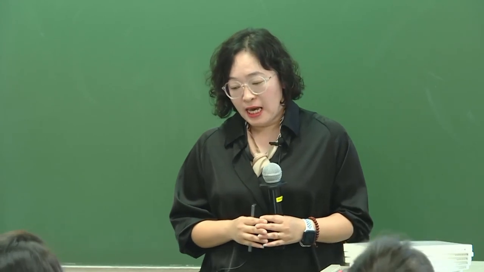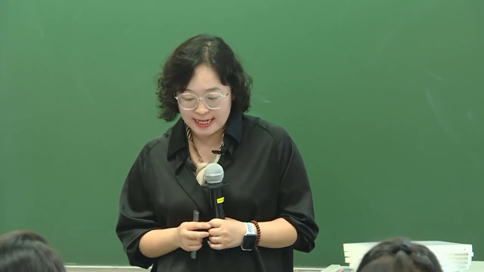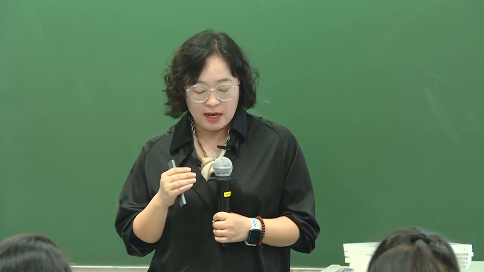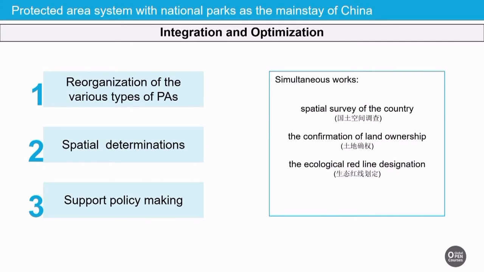So at present, under the supervision and the promotion of the central government, all the provinces are recognizing and reorganizing the protected areas and doing the spatial determination to avoid overlapping of the protected areas and to ensure there is only one type of protected area in each piece of land. And they also made some support policies. And there is some related work going on at the same time, such as the spatial survey of the land and the land ownership, and also the ecological red line designation. So it is a complex work, and it is an ongoing work.